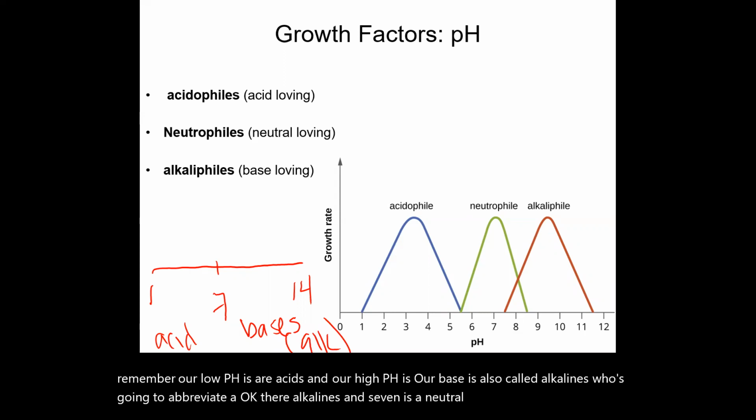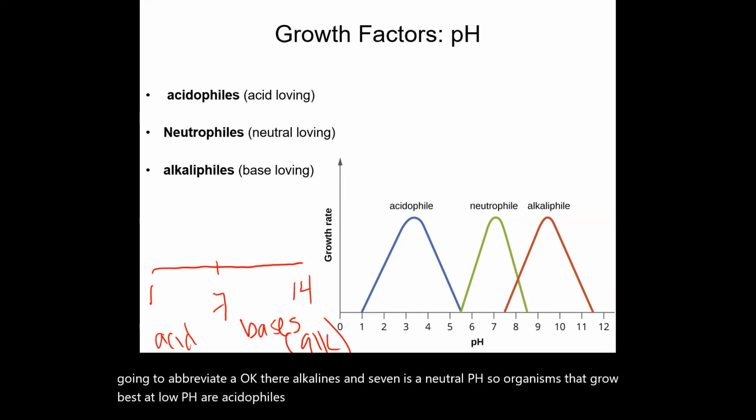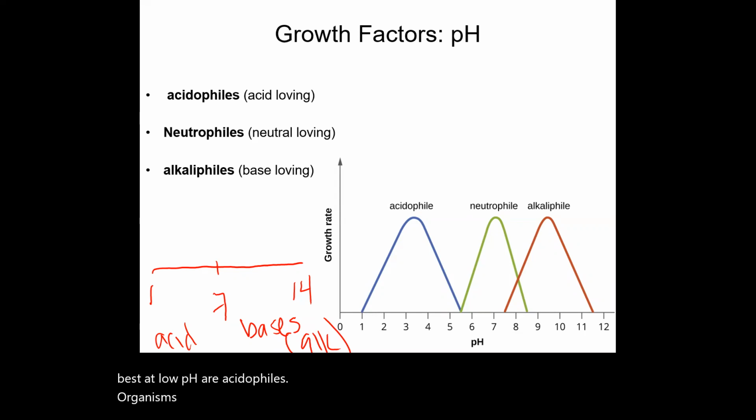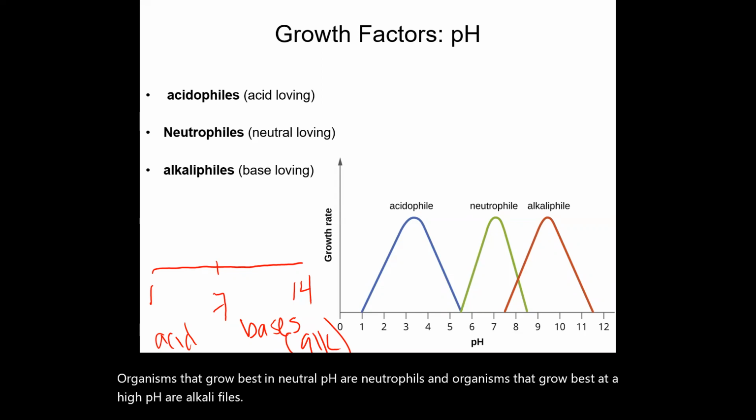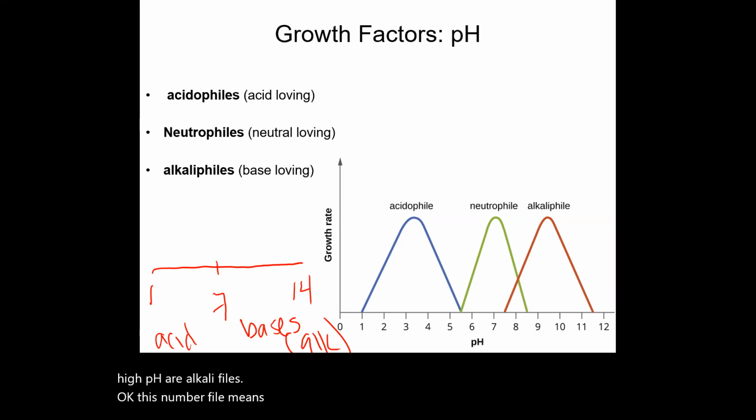So organisms that grow best at low pH are acidophiles. Organisms that grow best at a neutral pH are neutrophiles. And organisms that grow best at a high pH are alkalophiles. Okay, so just remember, phile means loving. So the first part of the word is telling you what pH they grow best at.